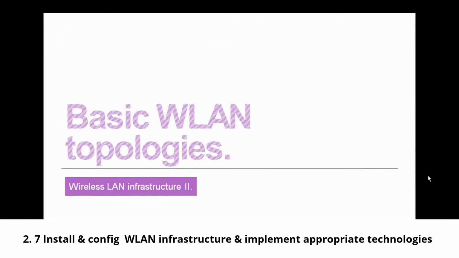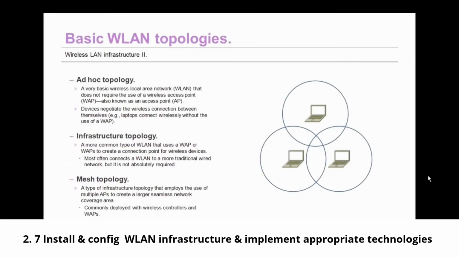Now I'm going to begin by talking about wireless local area network topologies. And the first topology is the ad hoc topology. It's a very basic wireless local area network that does not require the use of a wireless access point, which can also be called a WAP, and it can also be called an access point. The devices negotiate the wireless connection between themselves. An example of this is when laptops connect wirelessly without the use of a wireless access point.